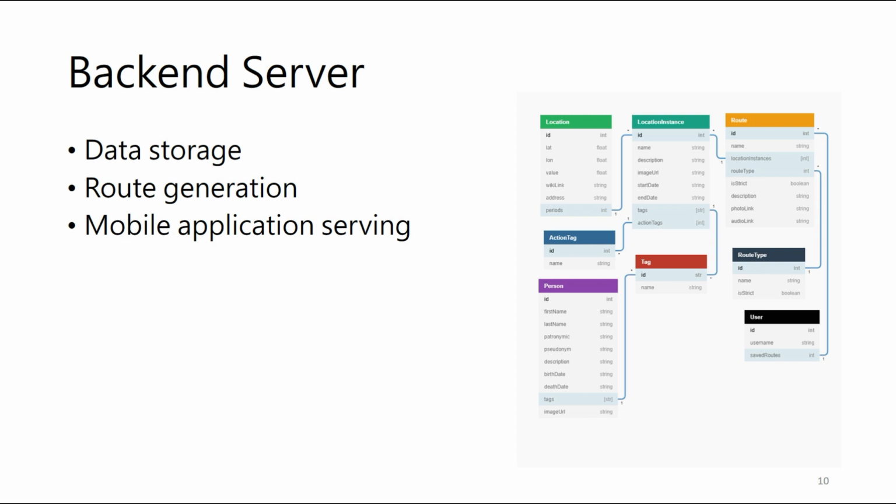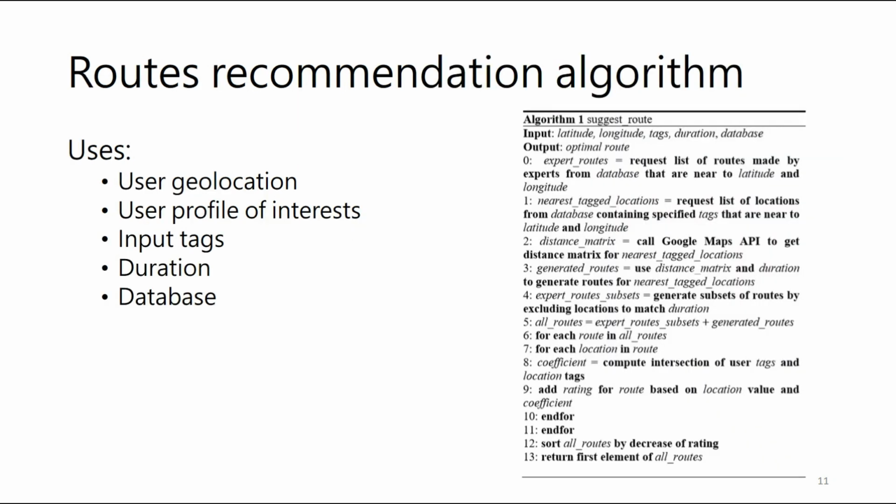The next component is the backend server. It is used for consistent data storage, route generation algorithm hosting, and mobile application serving. On this slide, you can see part of the data structure related to this paper. The route recommendation algorithm is the core of the proposed system. On this slide, you can see a listing of pseudocode for our algorithm. It gives a high-level overview without diving too much into technical details.